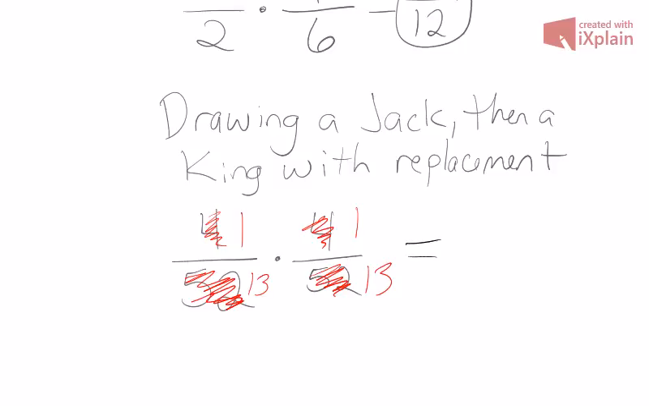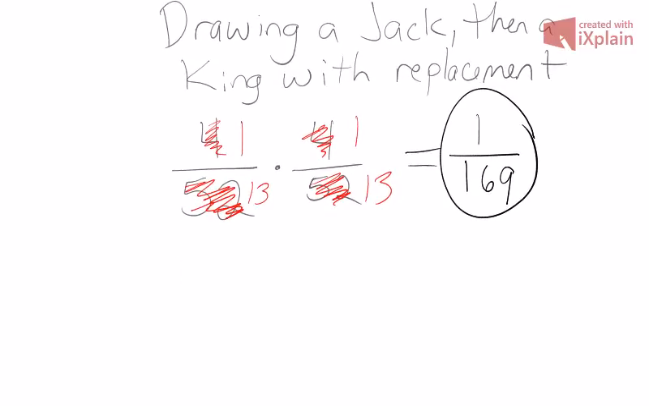And so now I've got 1 times 1, which is 1, and then 13 times 13, which is 169. So my chance of drawing a jack and then a king, if I put the card back in, is 1 in 169. Okay, so hopefully this will help with the compound probability. All that we are doing is just multiplying all of the probabilities together.